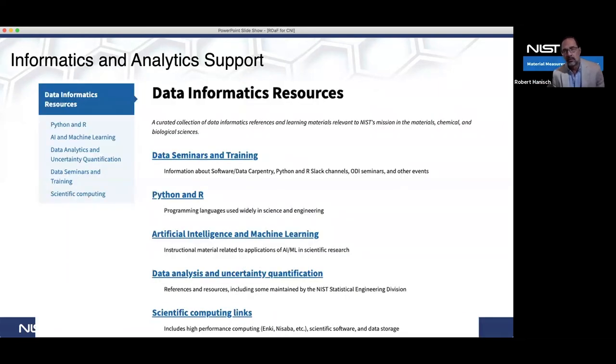We provide a sort of in-house consultancy for data informatics training, a very growing area, of course, in artificial intelligence and machine learning. But being that we are a metrology institute, we also are very concerned about analysis and uncertainty quantification. And we also help people get access to the computing resources that we have on campus, particularly for machine learning and AI applications.